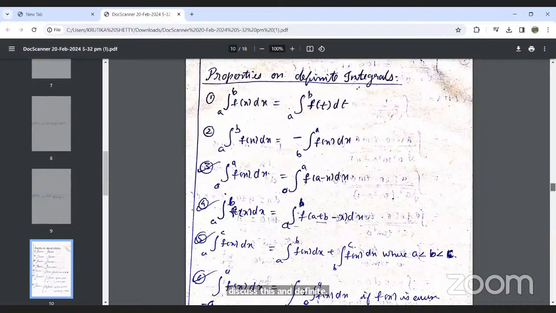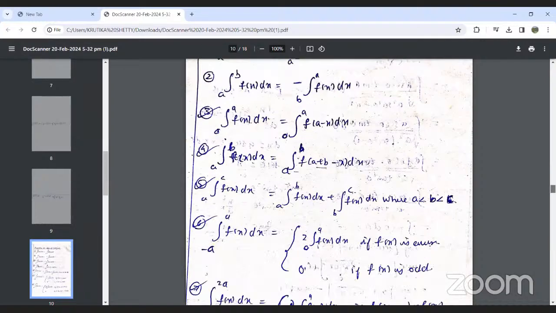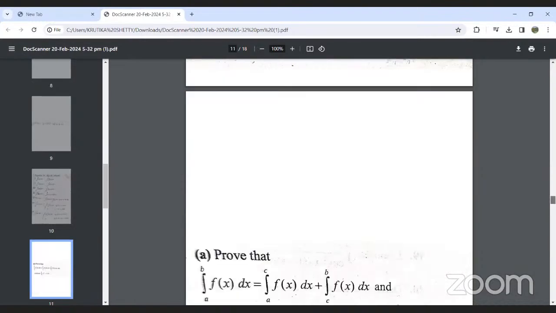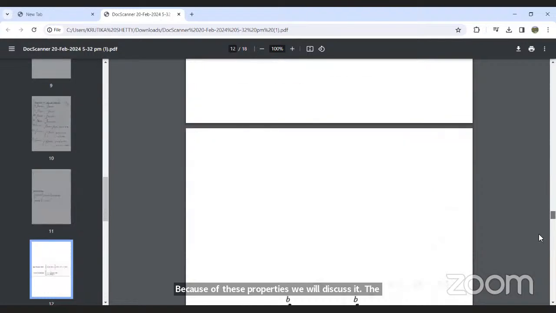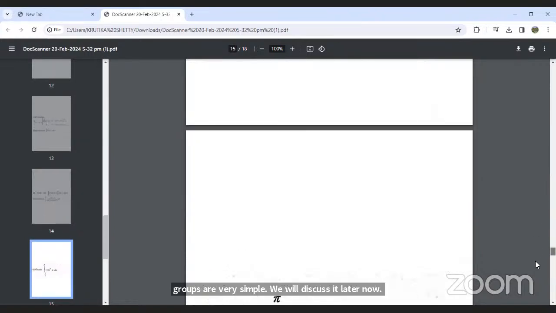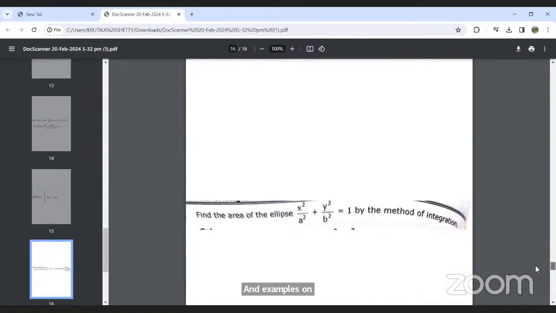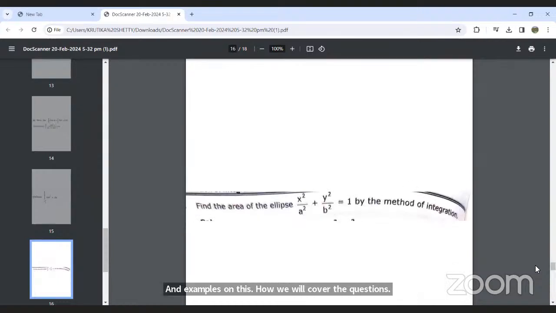So these properties we will discuss. The proofs are very simple. We will discuss them later, and examples on this. Now we will cover the questions on application of integration. So this is the first question.